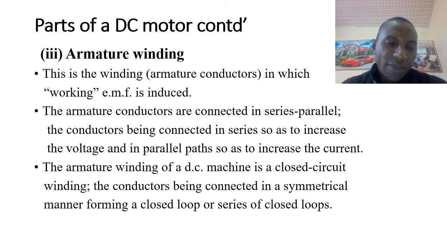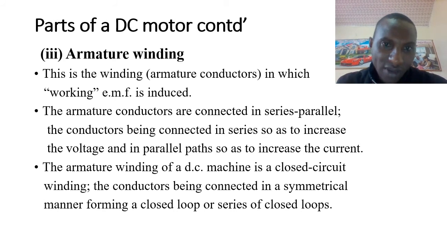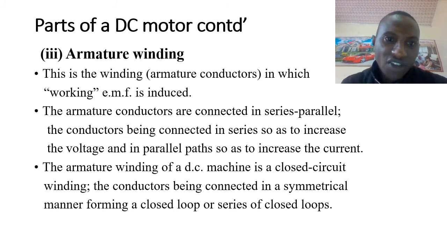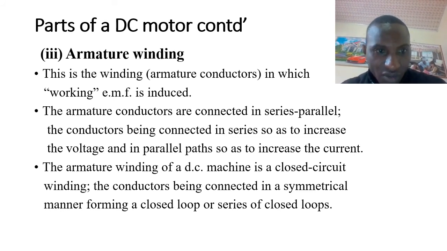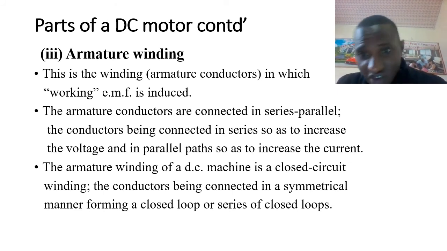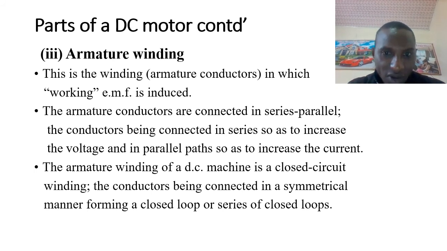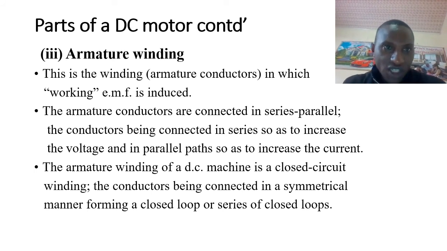Then the other part of the DC motor is the armature winding. This is the principal winding of the DC motor. This is where the working EMF is induced, and it is mainly made of copper, and they are mostly connected in series, parallel series, to increase the voltage, and in parallel so as to increase the current. They must form a closed circuit.